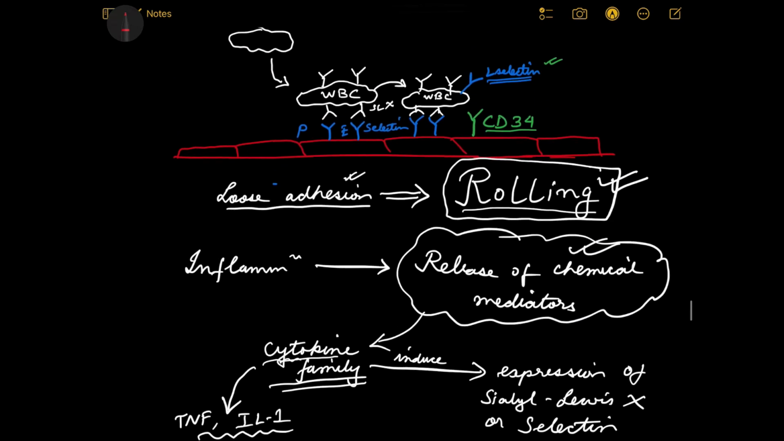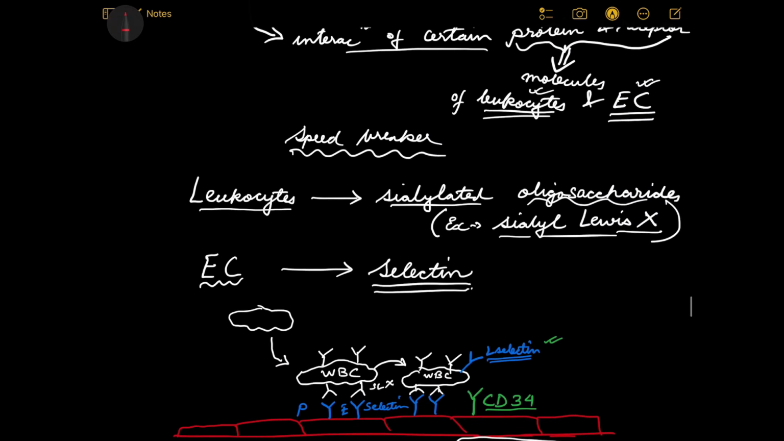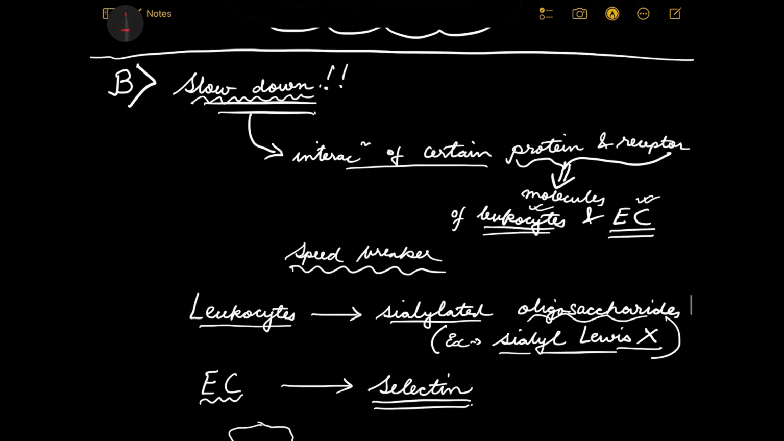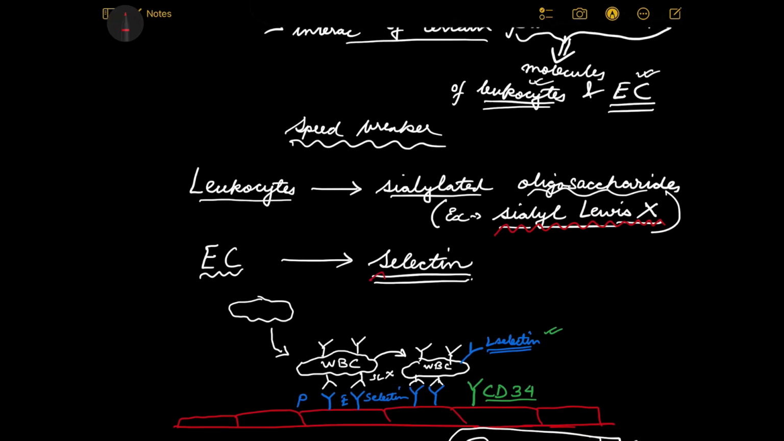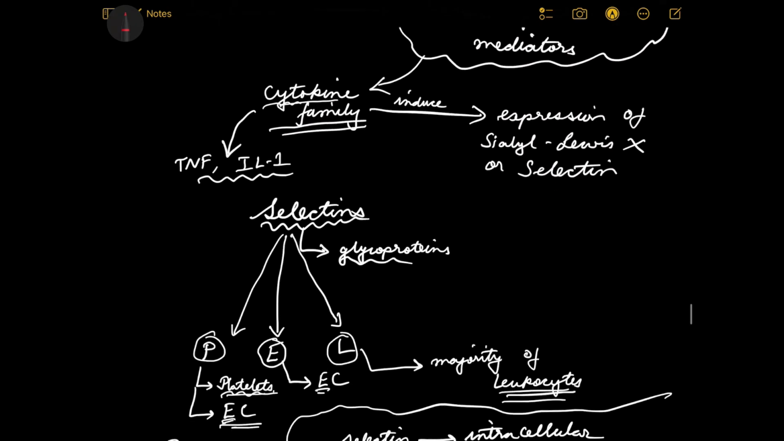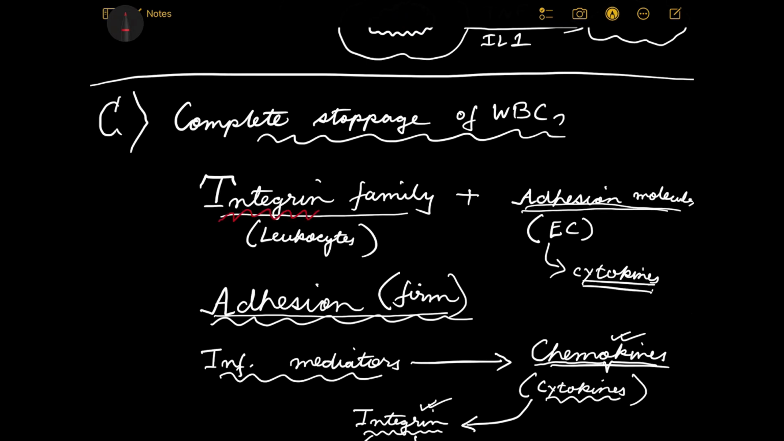So when we talked about rolling and adhesion, we talked about a couple of very important molecules. See, they are written over here. What are they? They were, for example, selectin, and also we had integrins. So what exactly were these molecules doing?